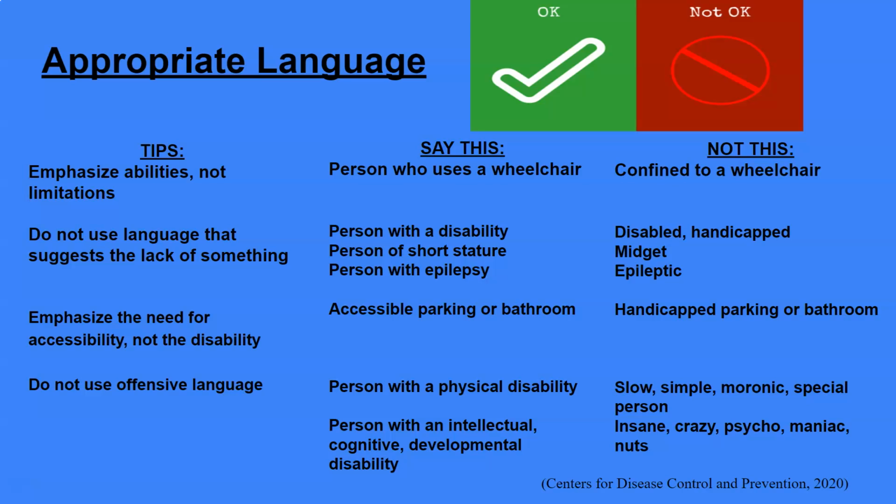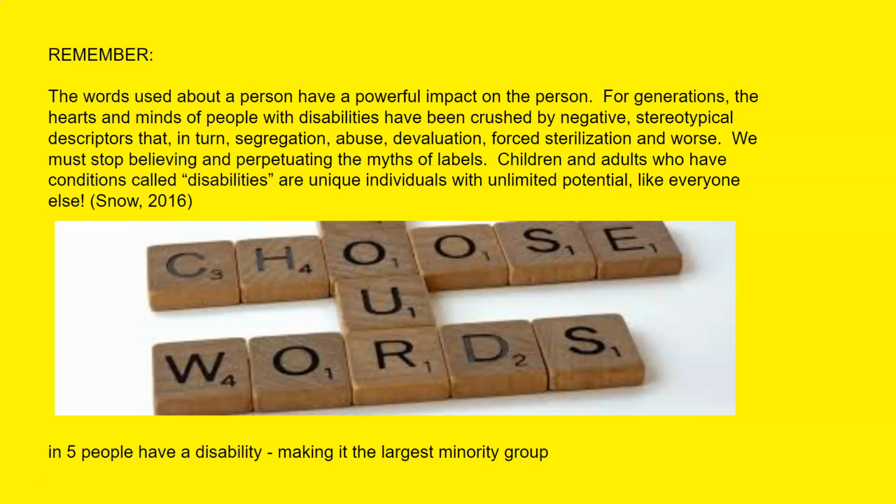Tip, emphasize the need for accessibility, not the disability. I never really thought of this one. It's accessible parking or accessible bathroom. It's not handicapped parking or handicapped bathroom. And don't use offensive language. A person with a physical disability. Don't say they're slow, simple, moronic, or a special person. Say person with an intellectual cognitive development disability. Don't say they're insane or crazy or psycho or maniac or nuts. I felt this chart was very good for me to see how we emphasize the abilities and things like that.